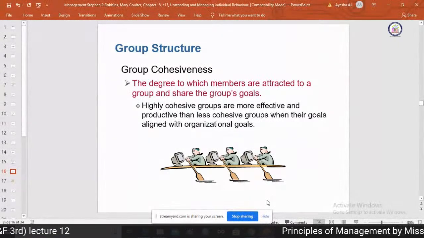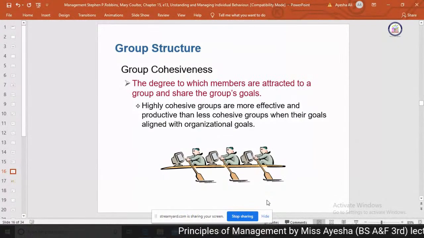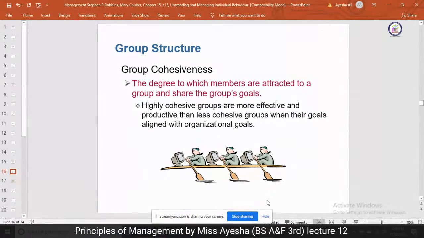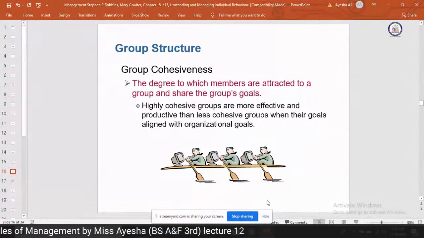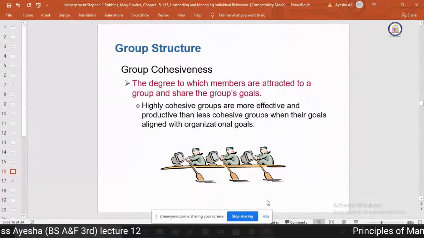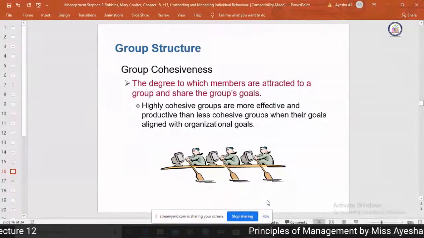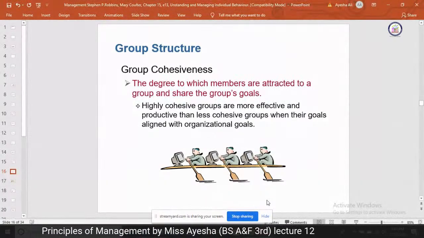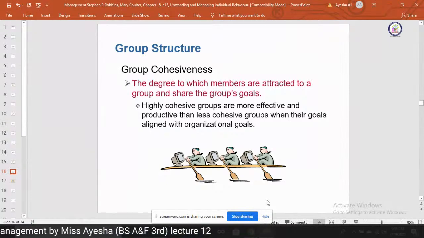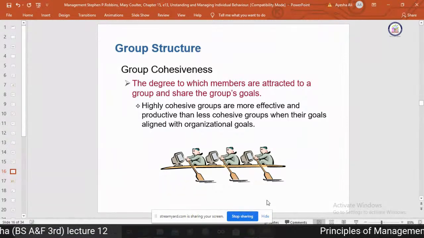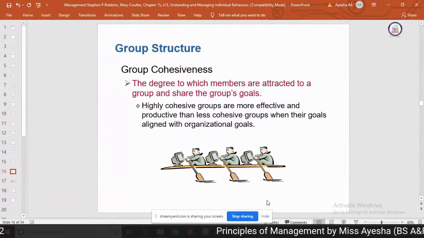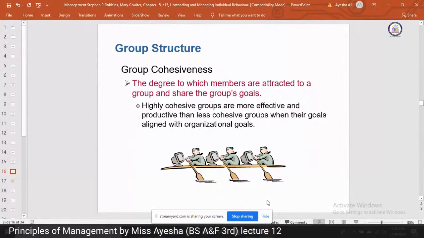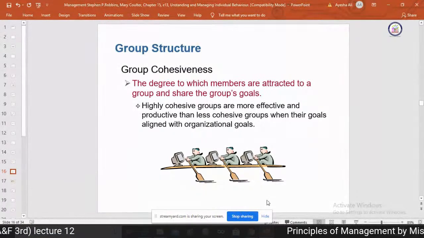Highly cohesive groups are more effective when the group has good unity and group bonding, so they are more effective and productive. This holds when their goals align with organization goals. And if they have a less cohesive group, they are not that productive and not that effective.